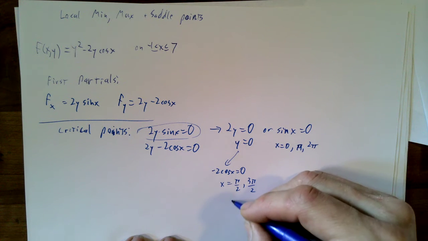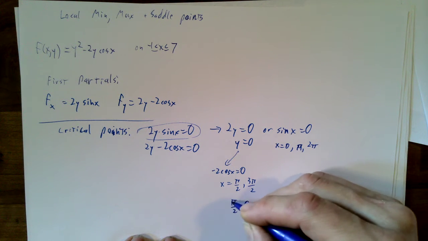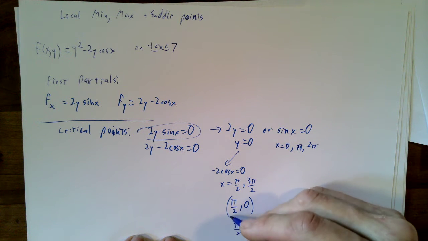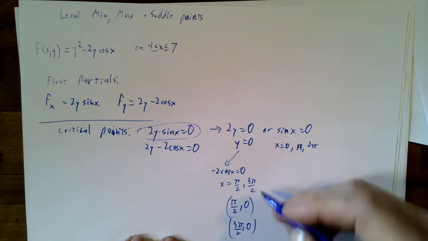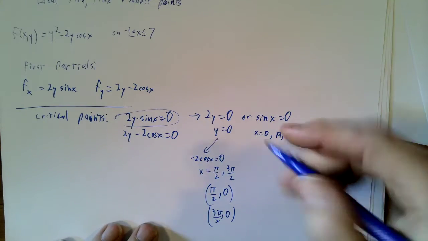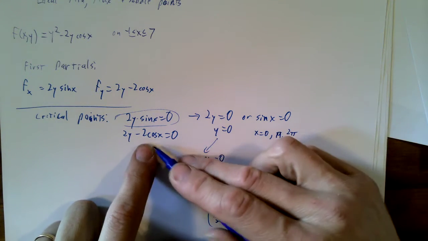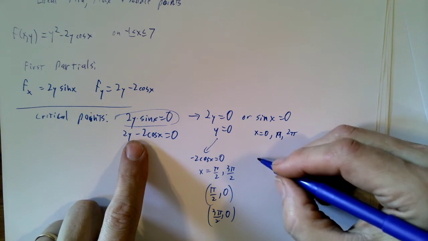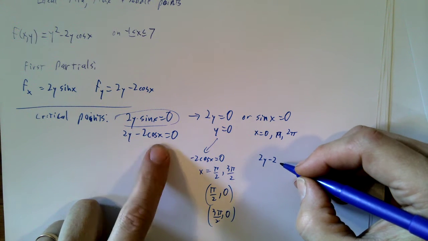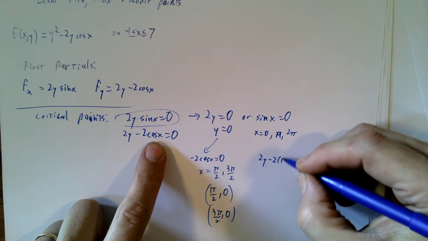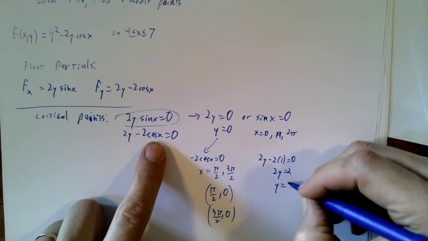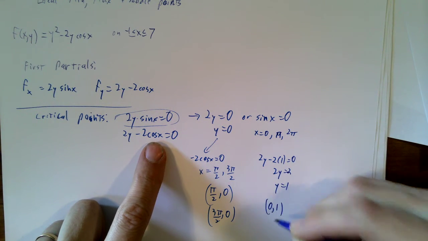So we've got ordered pairs. Pi over 2, 0. 3 pi over 2, 0. That's that y with those x's. And we'll probably get some more over here. If x is 0, then this thing here tells us that 2y minus 2 times 1 equals 0. So 2y equals 2, y equals 1. So I've got 0, comma 1.